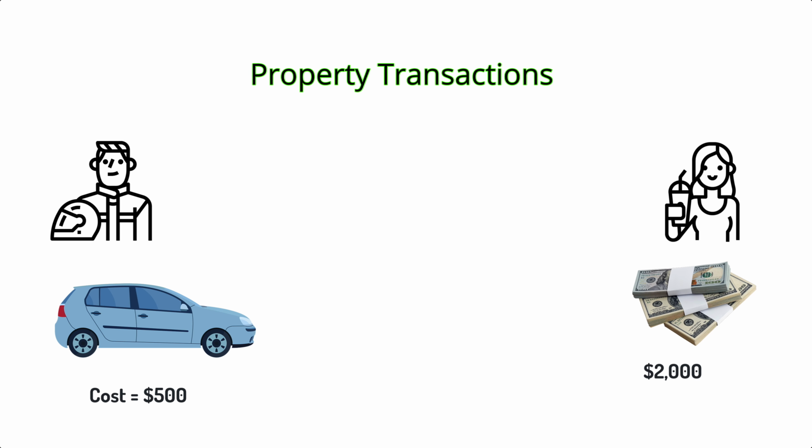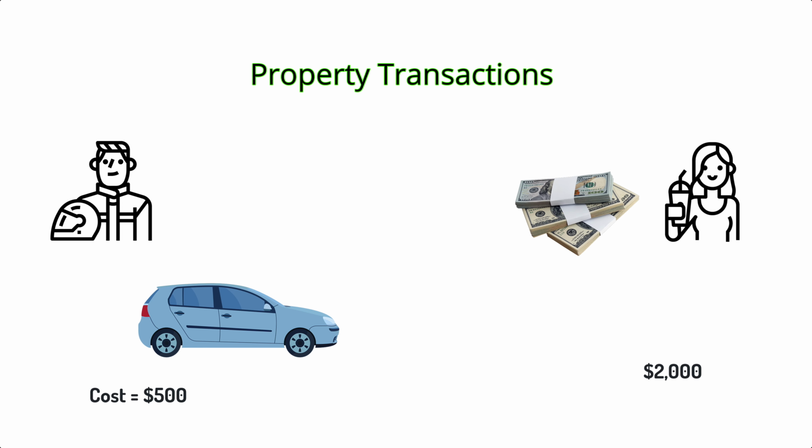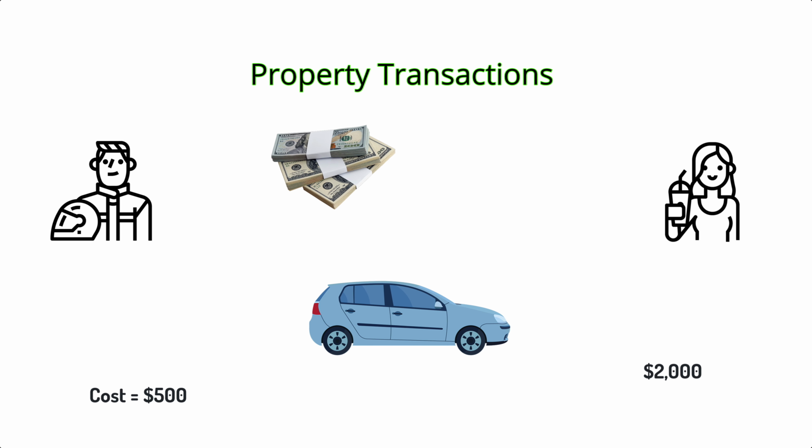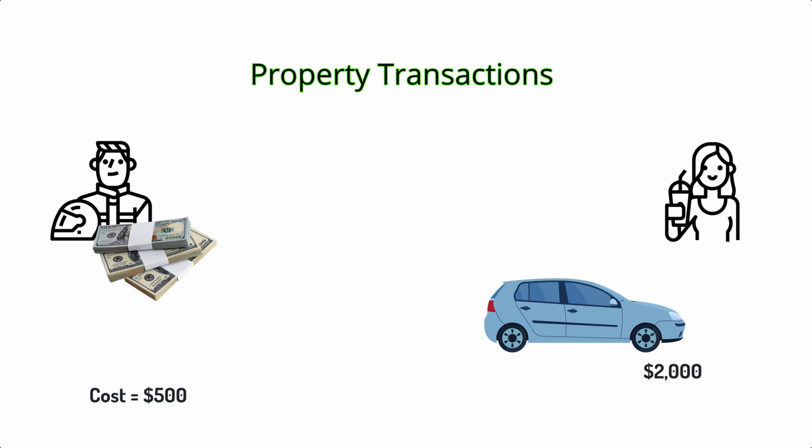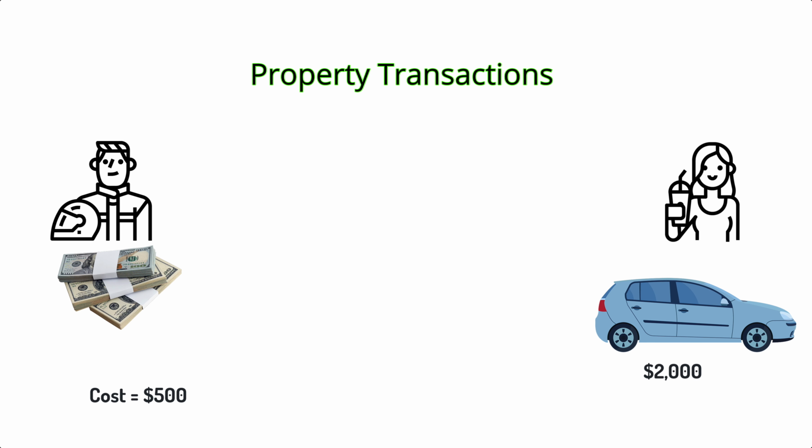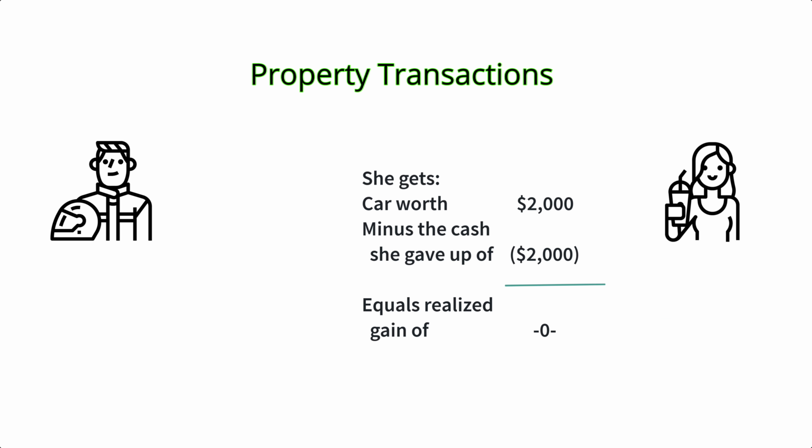Let's look at an example of a property transaction. In this example, the person on the left is selling a car that cost $500, and he's selling it to the person on the right, who is buying it for $2,000. The person on the right sold $2,000 in cash and received the car. So what she got was a car that was worth $2,000, minus the tax basis of the cash, which is also $2,000. She has a realized gain of nothing, 0.